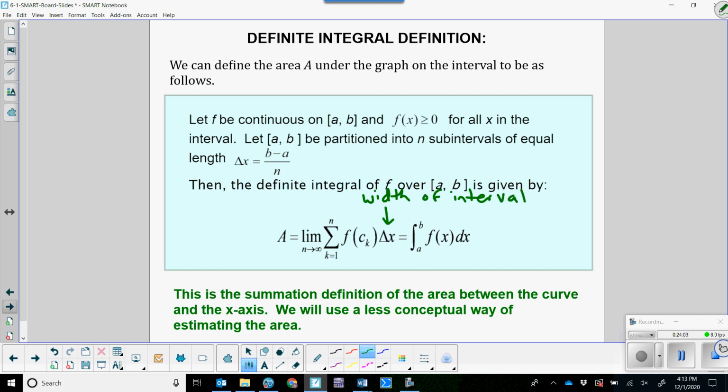Okay, so I decide I'm going to make rectangles and I'm going to make them however wide. Well, that's the width. F of C_k: C is the right, left, or midpoint, whatever you decide to do. That's this point. If you take f of that, that's the height of the rectangle. So essentially, this is the height and this is the width of your rectangles. You take the height times the width, and you get one of your rectangles.